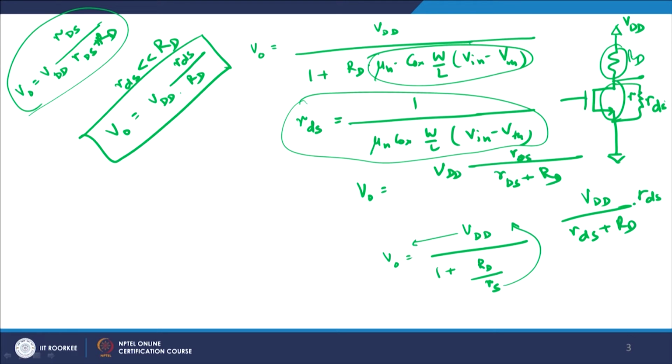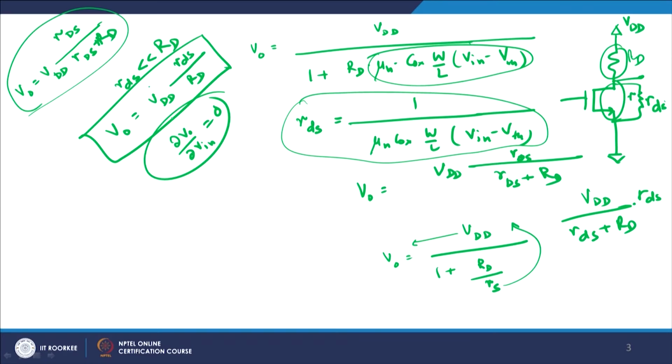Now, as you can see, interestingly, V0 here is actually independent of V in. So if you want to find del V0 del V in, this will actually be equal to 0, because you don't have any V in on the right hand side, but it depends upon the value of VDD, RDS and RD.